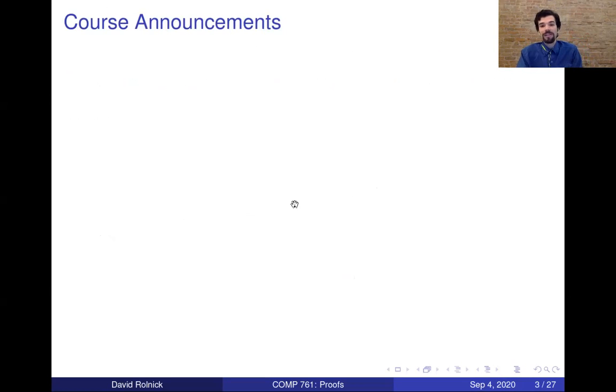Hopefully, you are all here deliberately for the second lecture of 761, which is Mathematical Tools for Computer Science. This particular class is going to be on proofs, and how to solve problems. Let's start out with some course announcements.